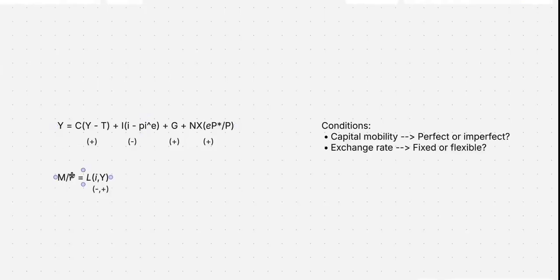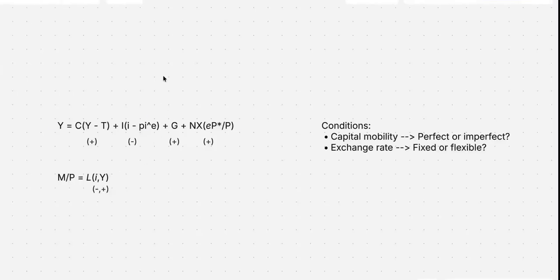And then the second curve is the LM curve, where money supply and money demand are in equivalent terms. On the left-hand side, we have the money supply, and then we have the money demand on the right-hand side, which is negatively dependent upon the interest rate, whereas it is positively dependent upon the national income or output.